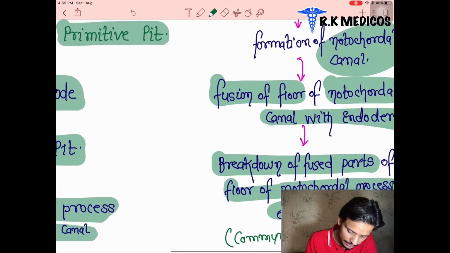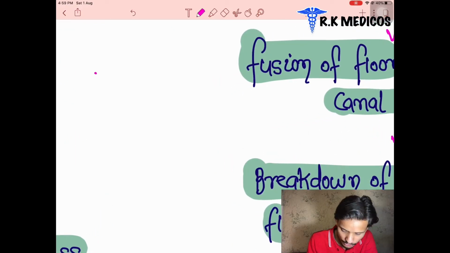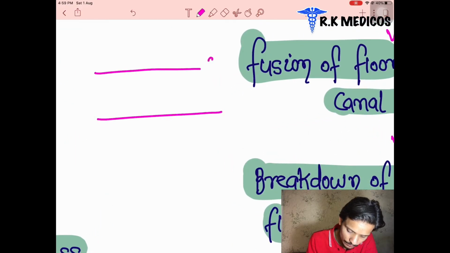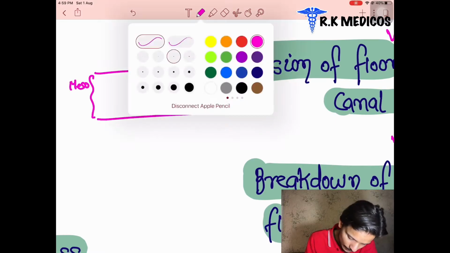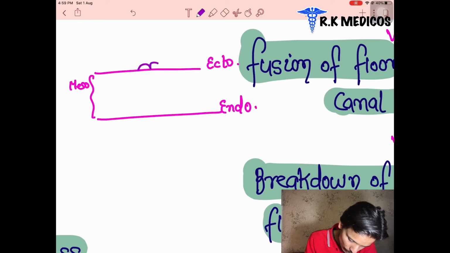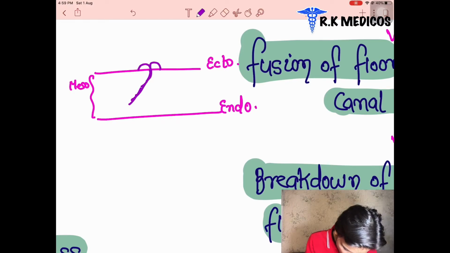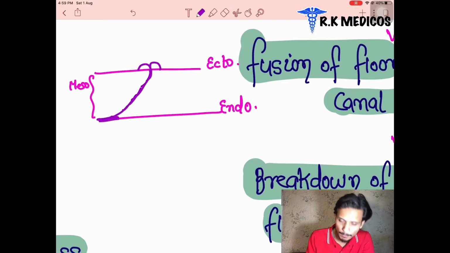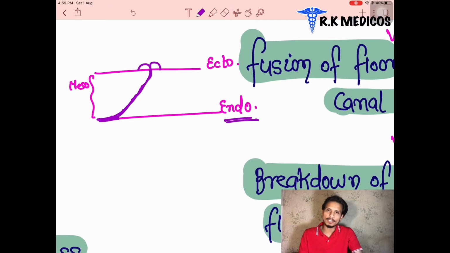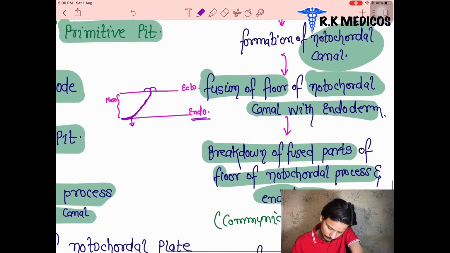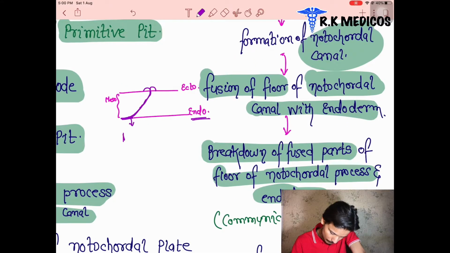Now once again we can see here, suppose this is the structure: ectoderm, endoderm, and this one is mesoderm, this whole structure. Now I'm going to tell you, from here the blastopore is formed, and from the blastopore the notochordal processes move down and fuse here in the endoderm part. The fusion of this endodermal part in this region has a special name, and that is called the breakdown of fused parts.